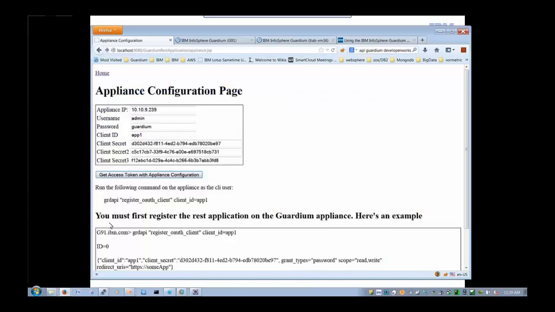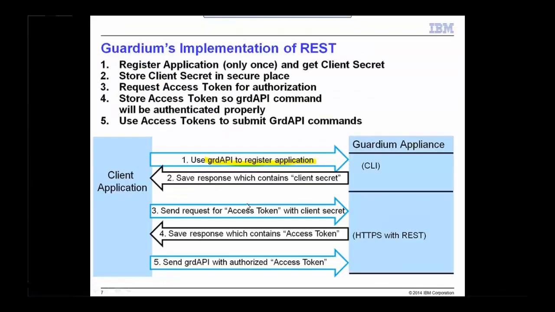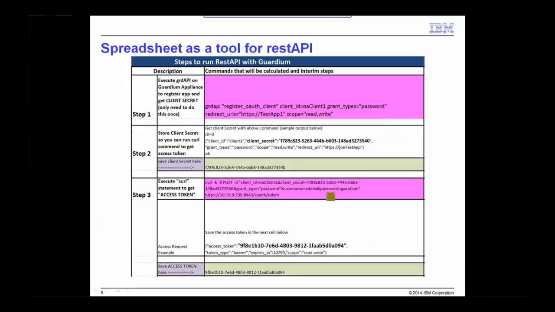And what we'll do now is we'll flip back to the presentation, and this is what happened behind the scenes. So I've registered my Guard API, I've saved my client secret, and now I sent an access request for an access token to the Guardium appliance, okay, and it replied back with an access token. So now anytime I want to activate any kind of Guard API, I can do that, but I also have to provide my access token when I make the request.